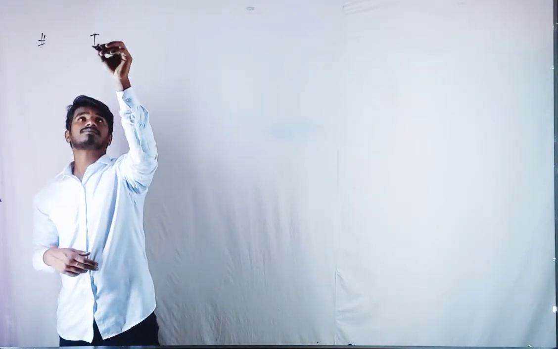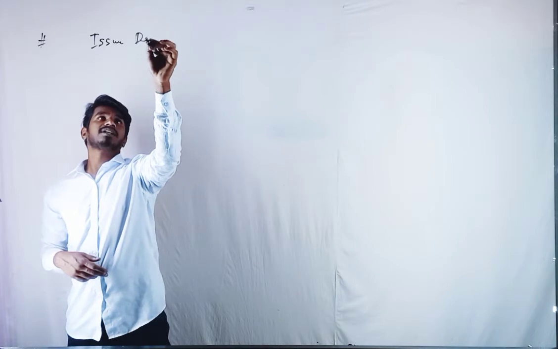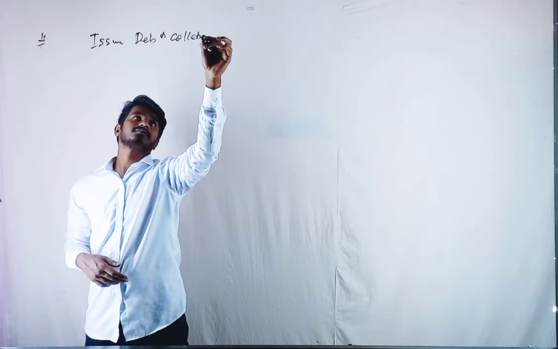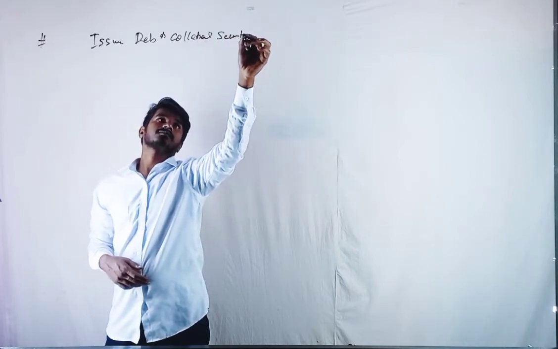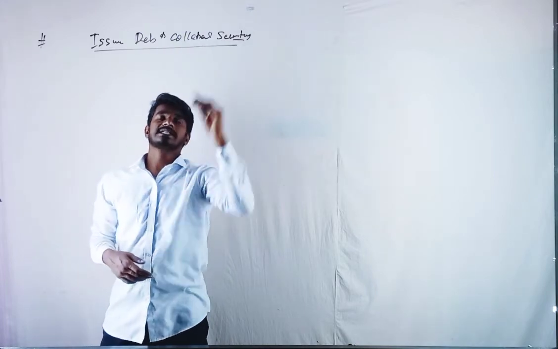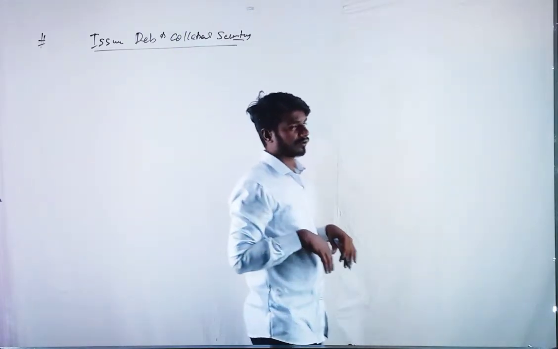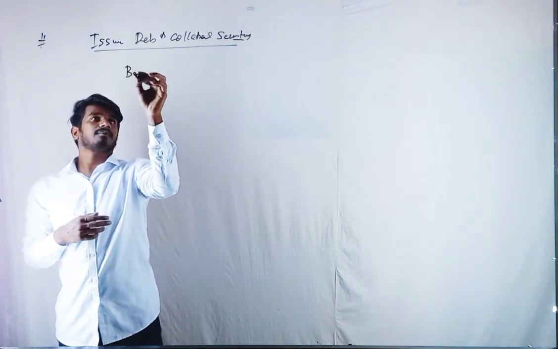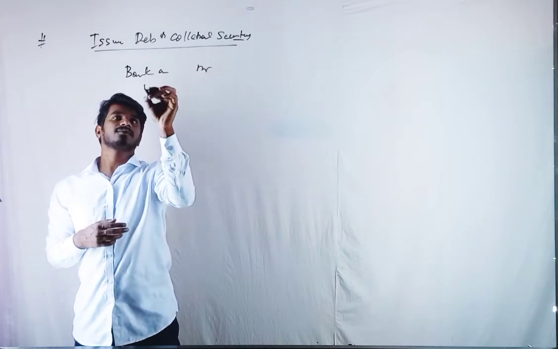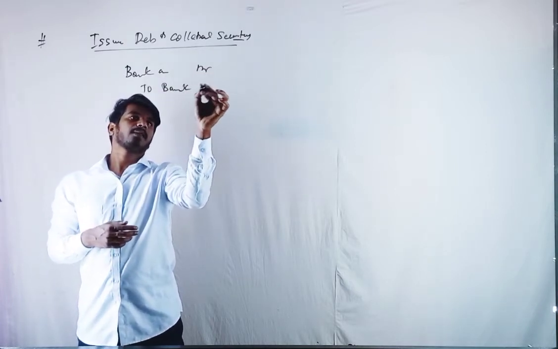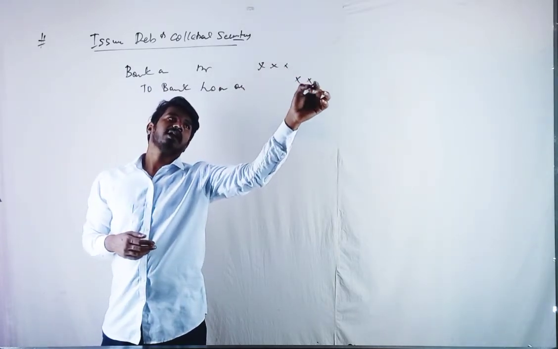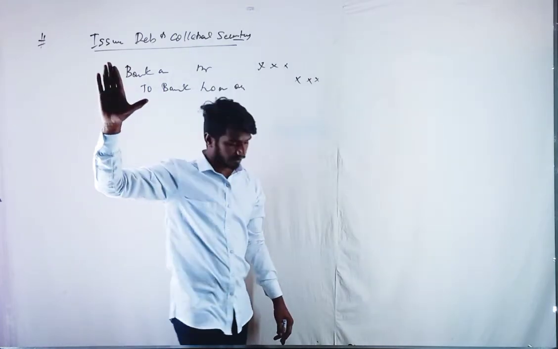One more thing is there. If you issued debentures as collateral security, we just make the entry for whatever loan we received: bank account debit to bank loan account. Whatever we have received as loan, we will make the entry for that itself.